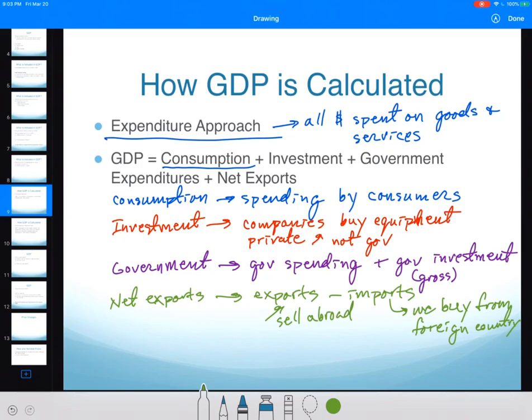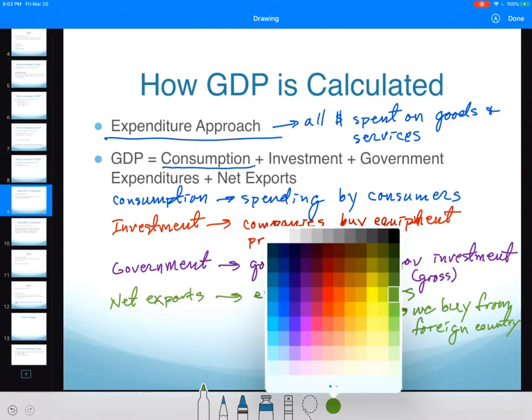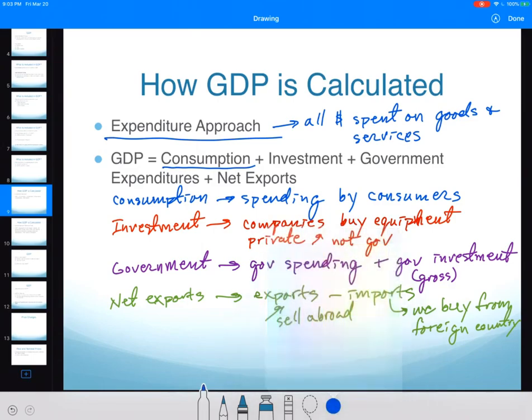So to tabulate all the stuff for the expenditure approach, you just add up all the spending we do when we buy stuff, all the spending companies do when they buy stuff, all the spending the government does when they buy stuff, whether it's spending or investment, and then we add in the stuff we sell abroad and we subtract out the stuff that we buy from abroad and bring in, okay? All right. Now, this little equation here is actually kind of an important one. We'll see it over and over again.